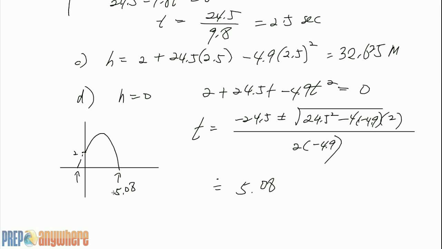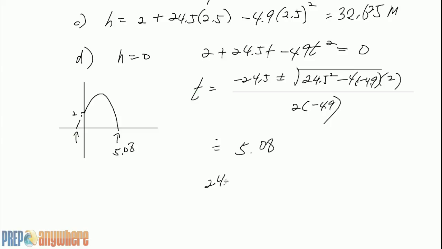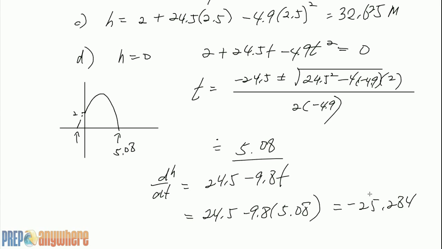Okay, and lastly, at what velocity does it hit the ground? Okay, so let's use this. This is the velocity, dh over dt. To find the velocity, you just have to replace the time with 5.08. And we get minus 25.284 meters per second. So that means again, the minus just represents it's going downwards.